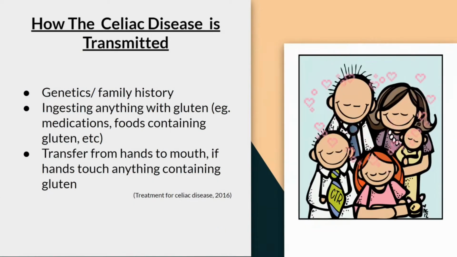So how is celiac disease transmitted? Typically it's through genetics, essentially ingesting anything with gluten, so for example medications, food containing gluten, etc., and transferring from hands to mouth if the hand touches anything containing gluten.